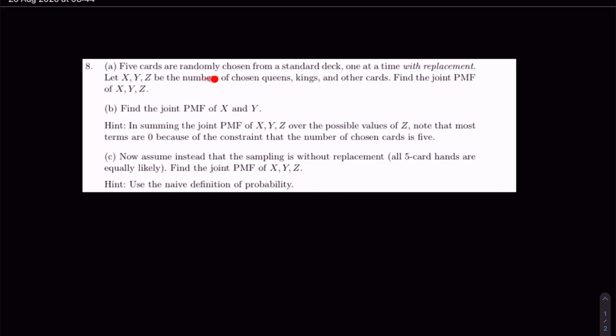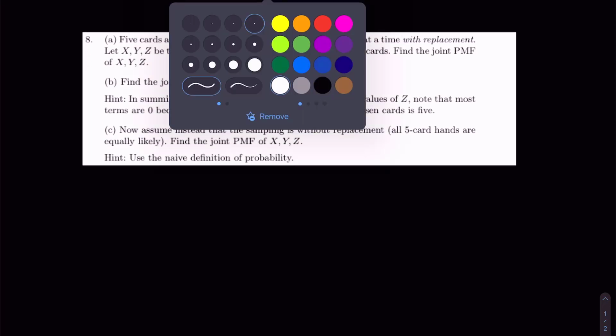So 5 cards are randomly chosen from a standard deck, one at a time with replacement, and X, Y, and Z are random variables. X counts the number of queens, Y the number of kings, and Z the number of other cards. We have to find the joint PMF of these random variables. So let's start by writing out the PMF of X, Y, and Z.